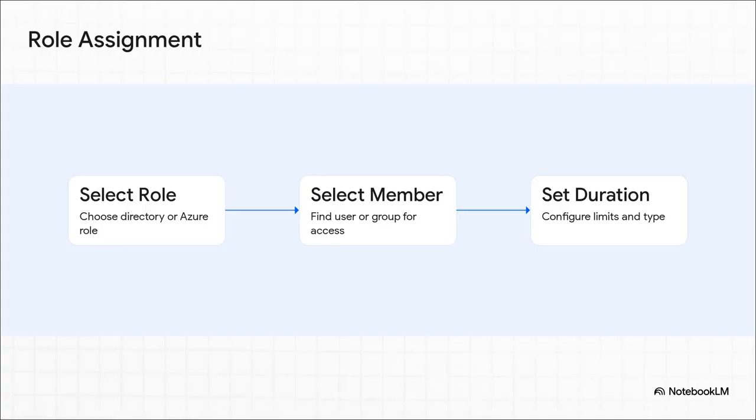So what does this actually look like for an administrator assigning a just-in-time role? It's literally just 3 quick steps. Step 1, select the desired role. Step 2, select the specific member. And Step 3, configure the assignment type and duration.